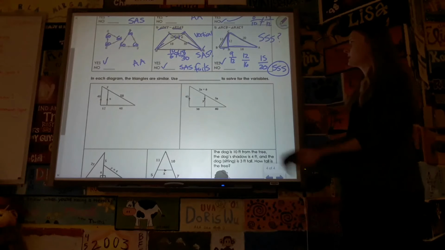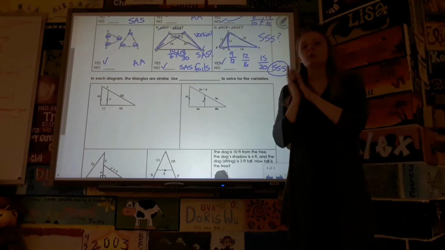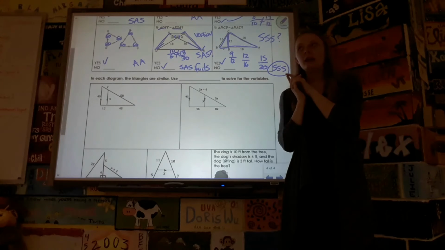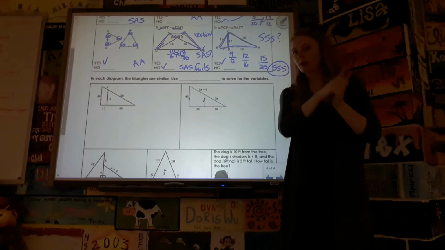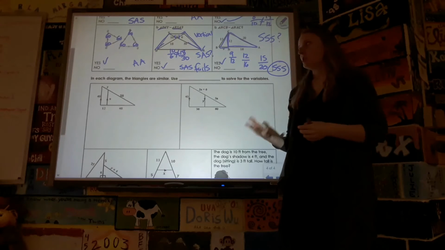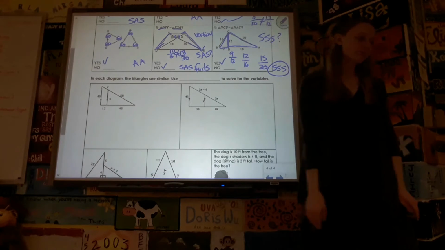Okay? So that's how you would approach these questions if they ask you if triangles are similar. Figure out which rule you want to attempt. Of the 3, you check the information that you have, whether the angles need to be congruent or the sides need to be proportional. You just check to see if the information works and then pick which rule applies.